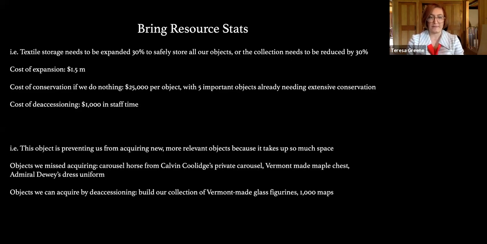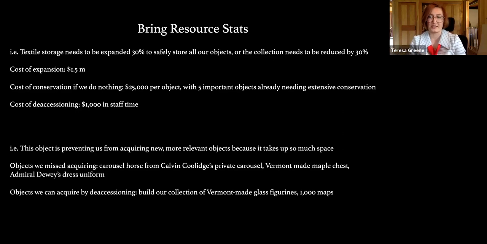And the second one comes from another time where we were trying to accession a Kentucky sugar chest, and then it turned out that the price of that was $125,000, which we just didn't have. So we had to turn down this important thing, and it went to a private collector.